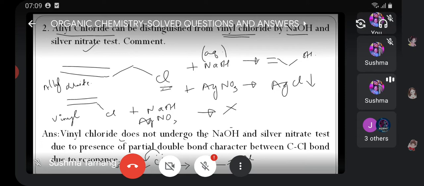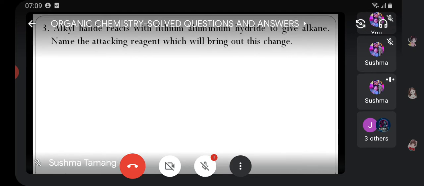Then between carbon and chlorine there is a double bond. When you draw the canonical structure, this is a partial double bond and it's very difficult to break. Difficult to break means it will not react at all, the reaction will be difficult as well.